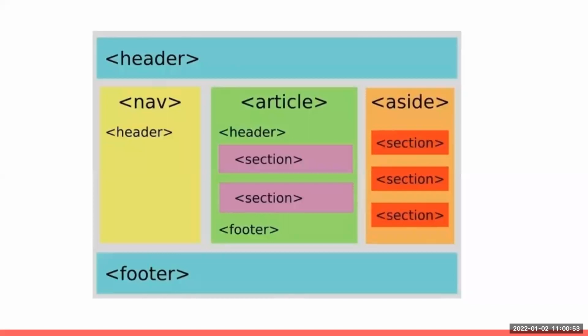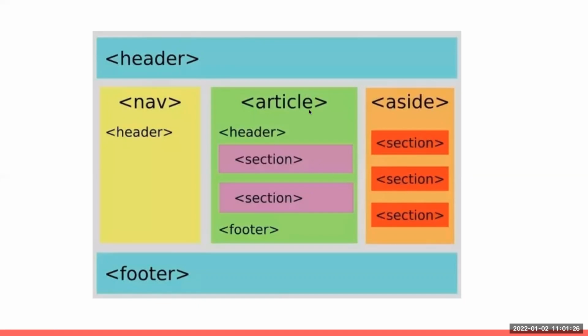Yeah, so this image basically sums up all the stuff we learned today in class. So at the top, there's a header tag, in which you can put your logo or your nav bar. And at the bottom, there's a footer where you can put your copyright or your social media. And in the middle, there's a nav, article, and aside tags, in which those are your content.